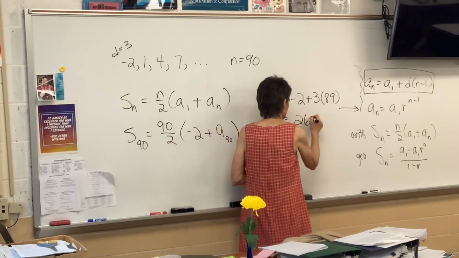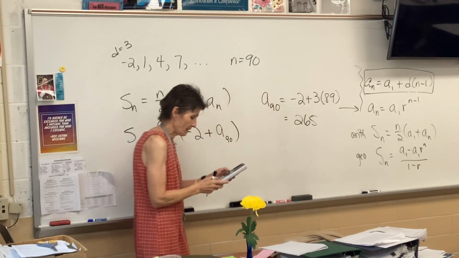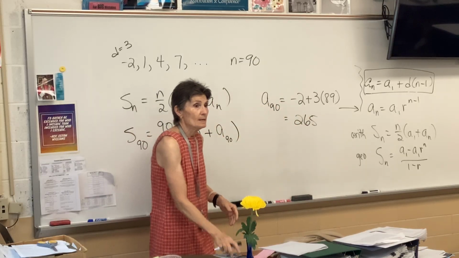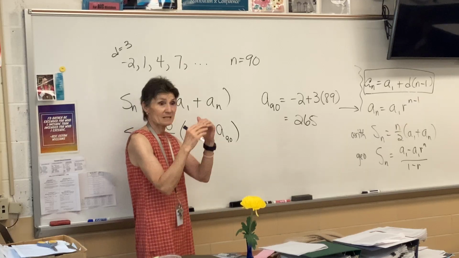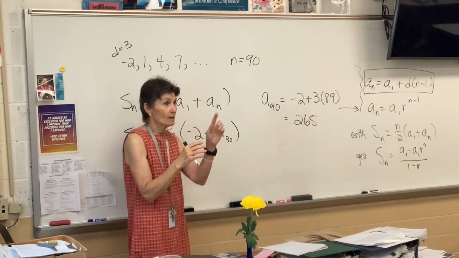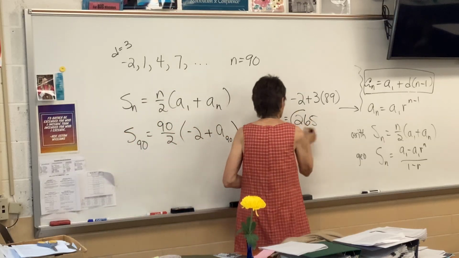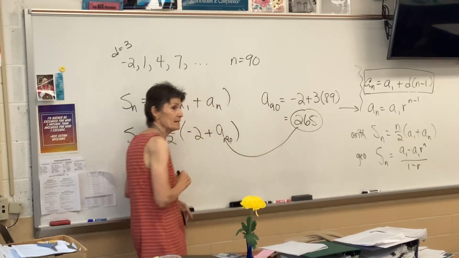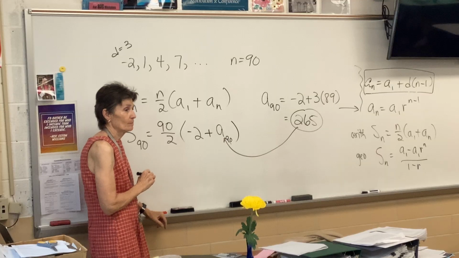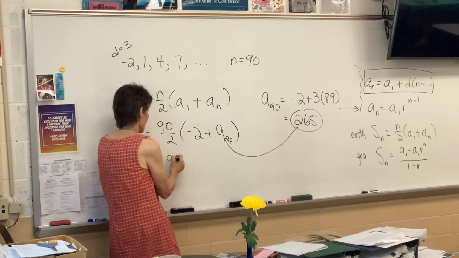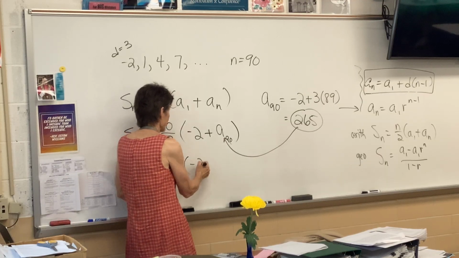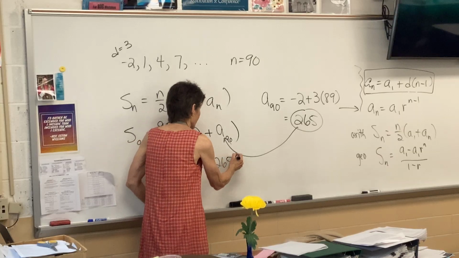I got 265 for that. Is that what you got? 265 is not the answer to the question. What do I need to do now? I need to take that 265 and put it right here. So 90 over 2 times -2 plus 265.